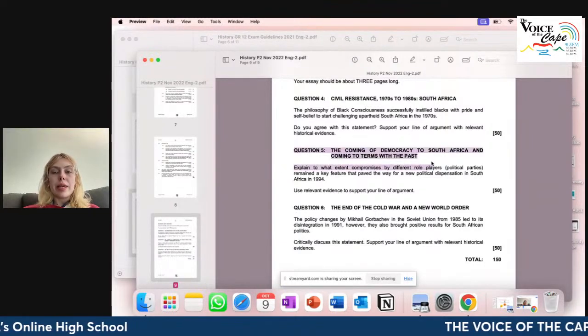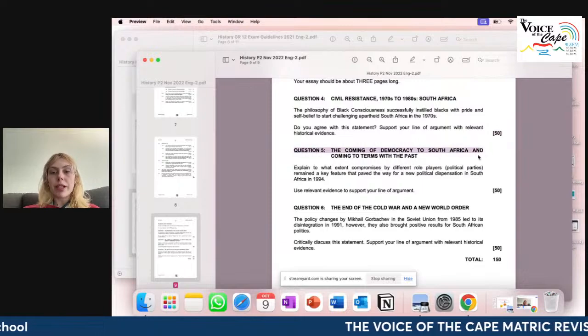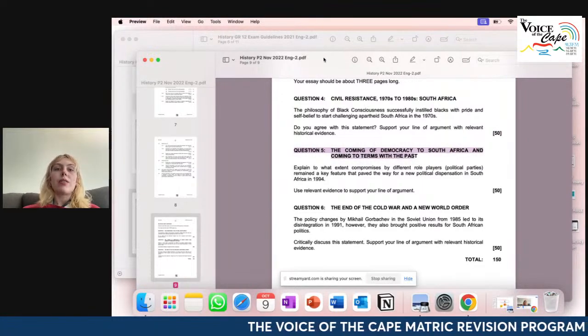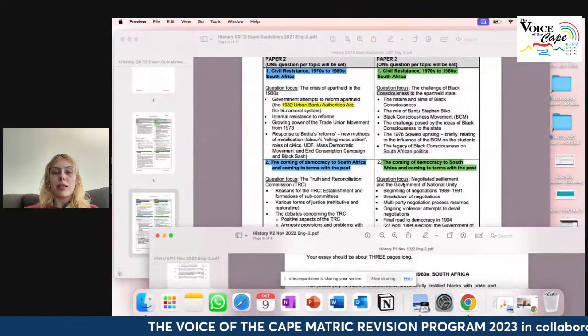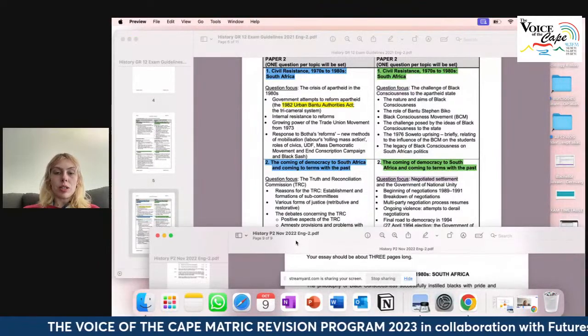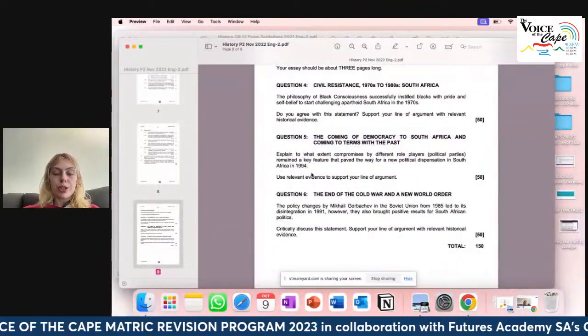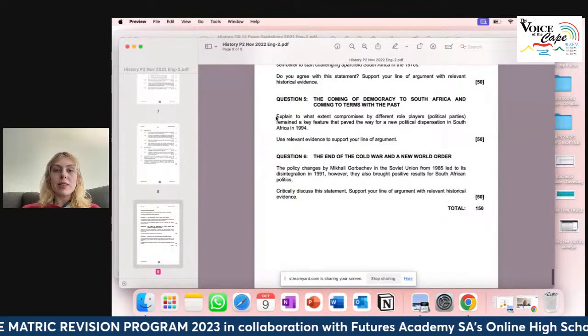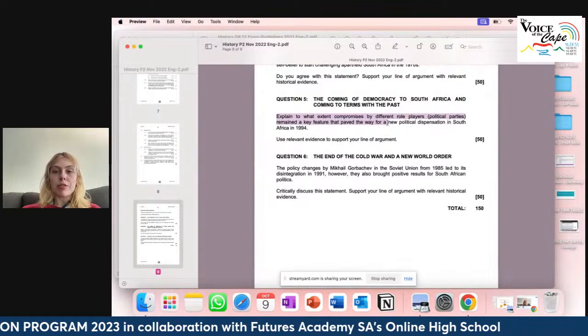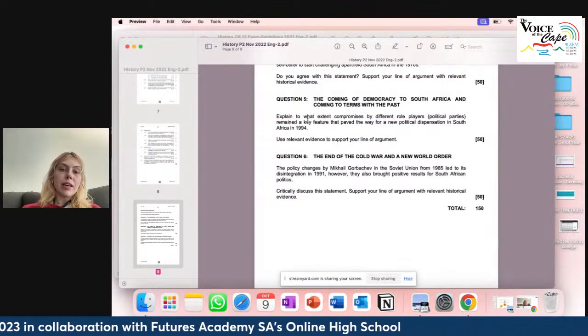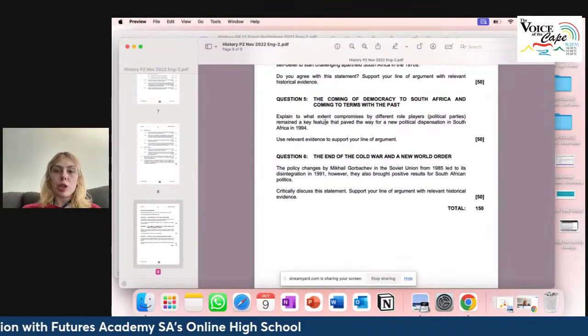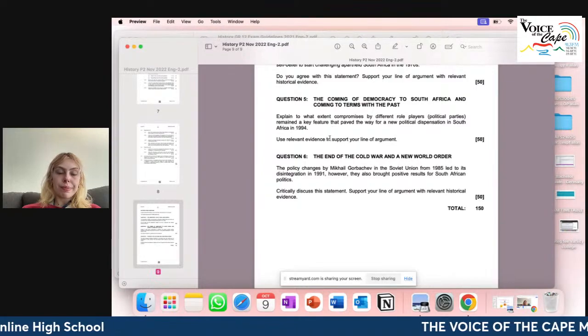And then the coming of democracy to South Africa and coming to terms with the past. This question is on the negotiated settlement and the government of national unity. The specific question that they have here is: explain to what extent compromises by different role players remained a key feature that paved the way for a new political dispensation in South Africa in 1994.